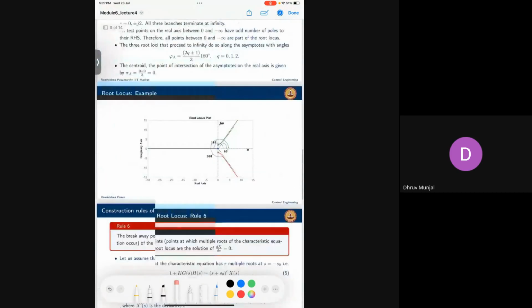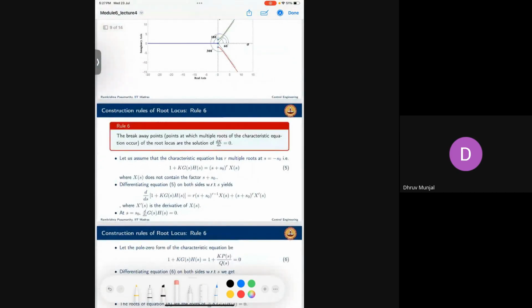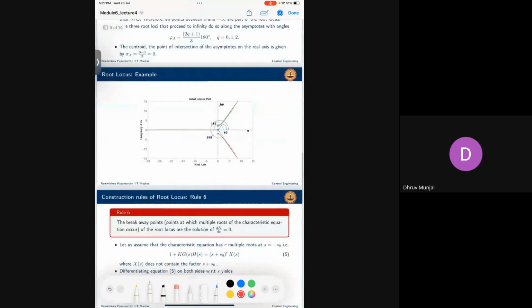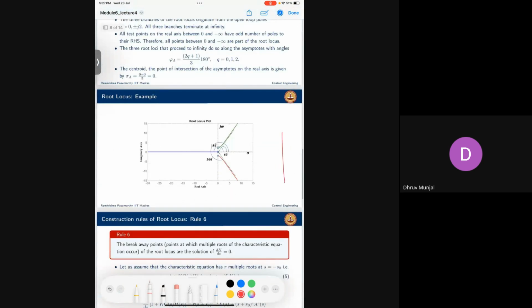Rule 6 tells the breakaway and break-in points. When there are too many poles or zeros involved in a root locus, for example, I am considering a root locus like this, with some complex conjugate zeros here. So there are 3 poles and 3 zeros. We know all the poles should end up in a zero. So this might be this. Does it make sense? No, right?